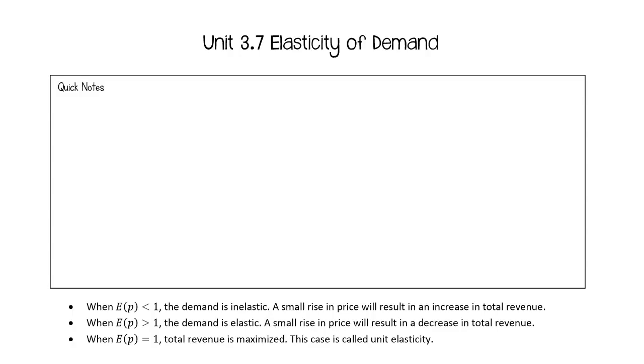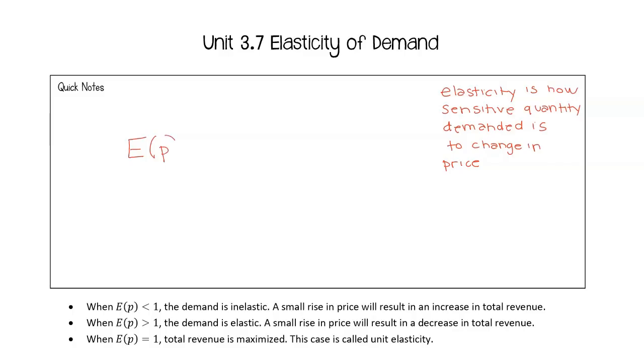So elasticity tells us how sensitive the quantity demanded is to a change in the price. Okay, so let's write that down. Elasticity is telling us that if we have big changes in price, are we going to have big changes in demand? To find elasticity, we will use the following formula. E of P equals negative P, P being the price, times the derivative of the demand function all over the demand function.